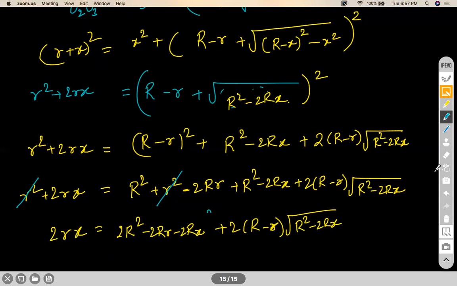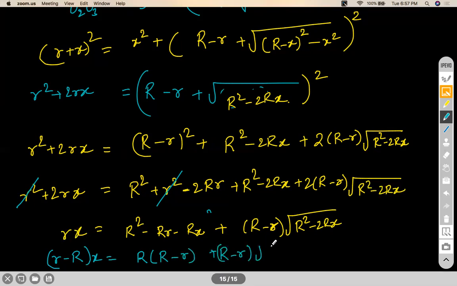Okay, so dropping the 2s from everywhere. So this will lose a 2. This will lose a 2. This will lose a 2. This will lose a 2. This will lose a 2. Okay. Now, R minus r x is equal to R minus r here and R minus r under root of R square minus 2Rx. So clearly R minus r can be removed from everywhere. Oh, this is going to be plus. Now it cannot be removed.